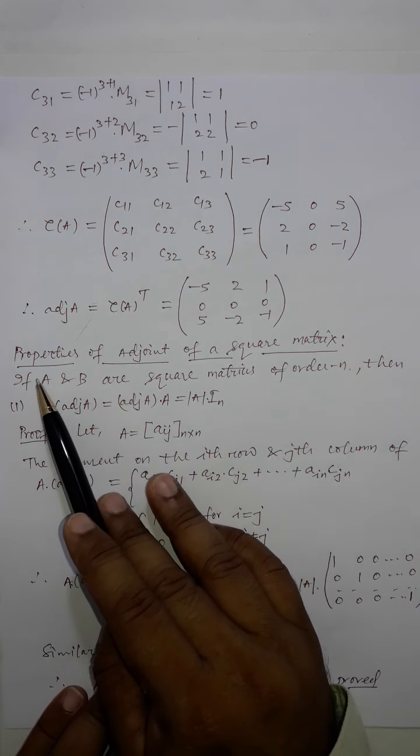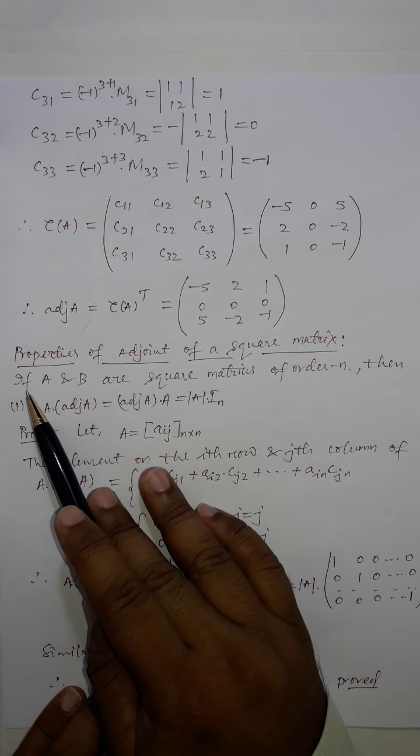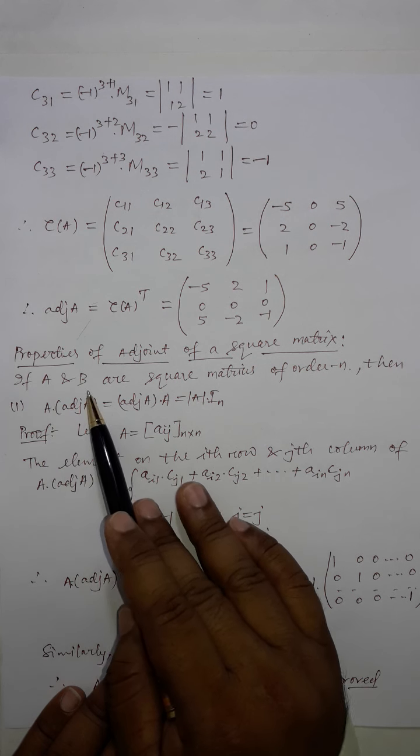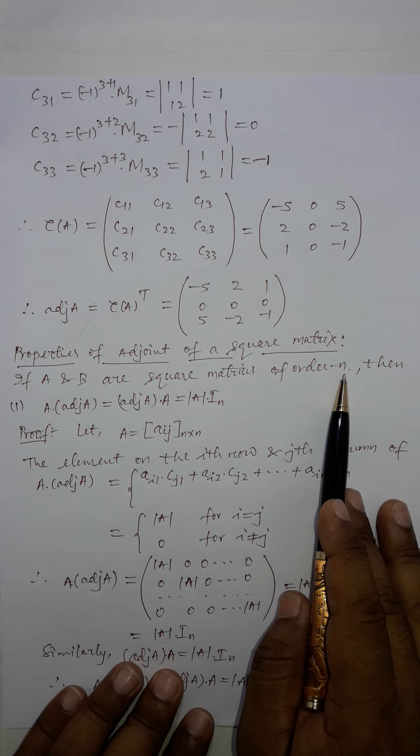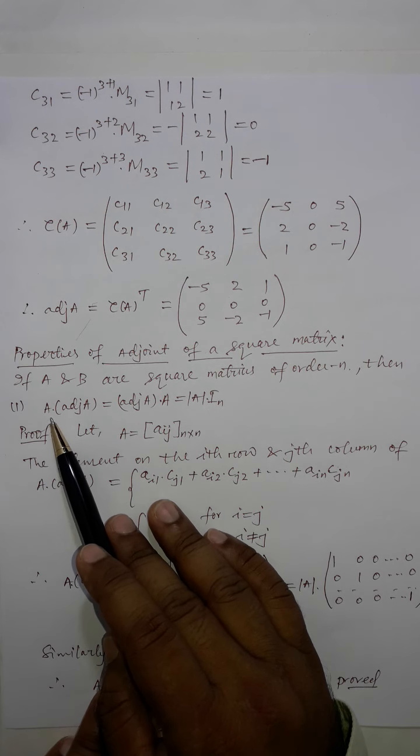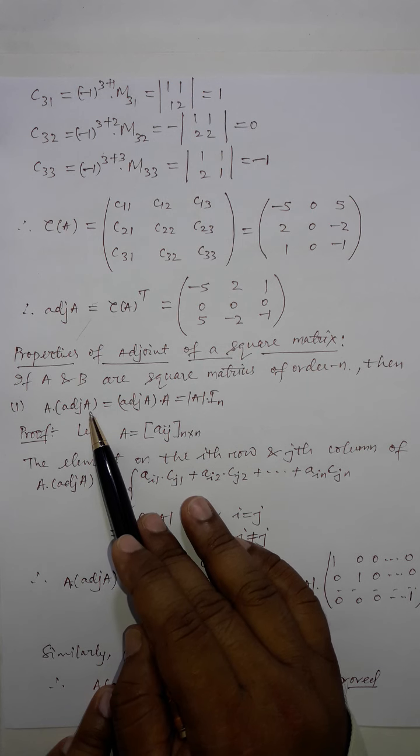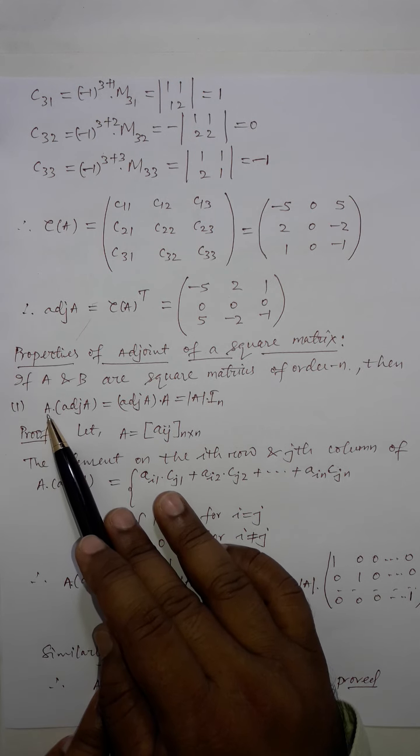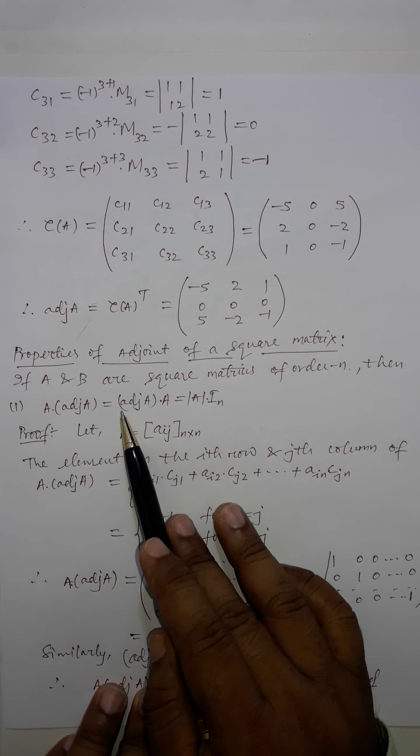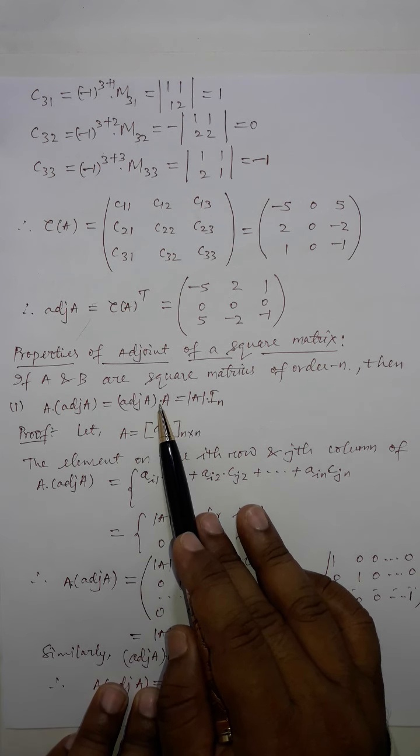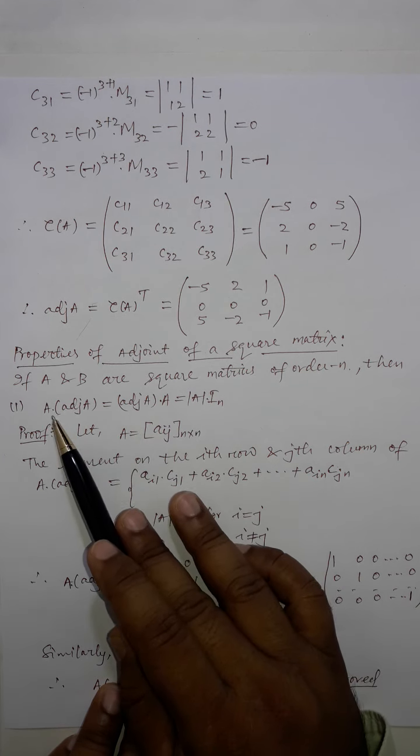So, friends, now come to the properties of the adjoint of a square matrix. For that, let us take A and B, which are two square matrices of the same order n. The first property says that if you multiply a matrix with its adjoint in any order, that means the product of A into adjoint of A is equal to adjoint of A into A. That means it is commutative.